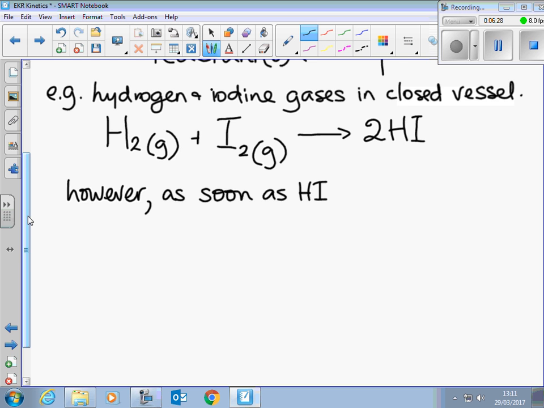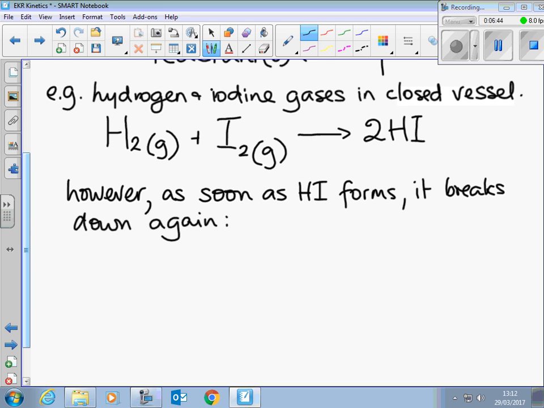All right, so as soon as that forms, what's the word I want here? Let's just say it breaks down again. So, in other words, literally just reverse that equation and you get that. All right, it's fairly self-explanatory, nothing too complicated there.